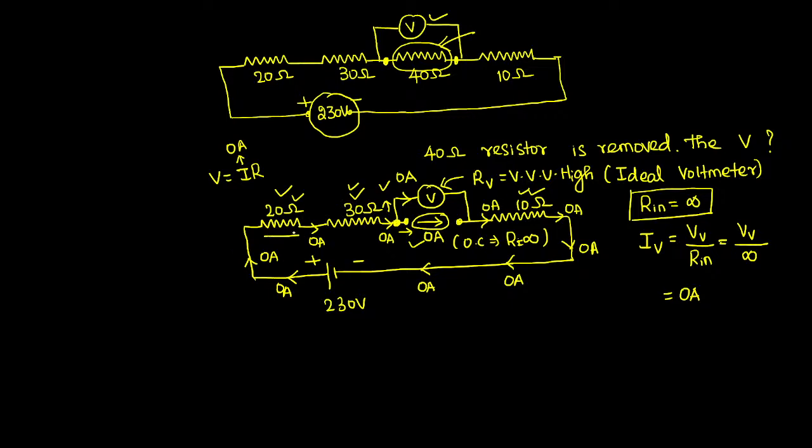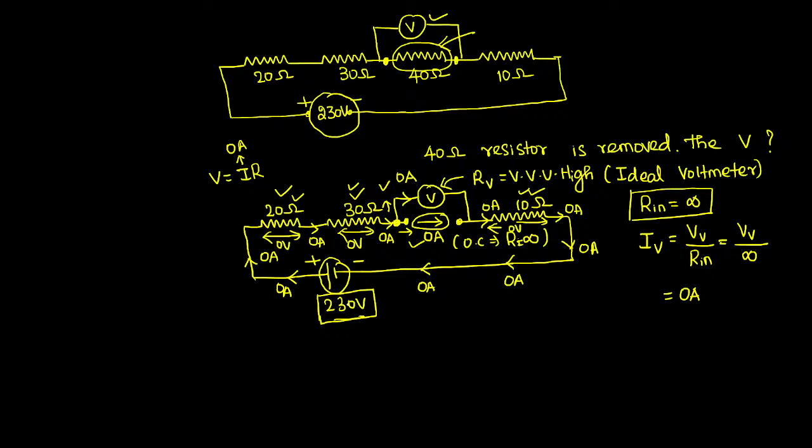So the voltage drop across the 20 ohm resistor will become 0 voltage. Voltage drop across the 30 ohm resistor will become 0 voltage. Voltage drop across the 10 ohm resistor will become 0 voltage. But what is the applied voltage here? The applied voltage is 230. Then where has this voltage gone?